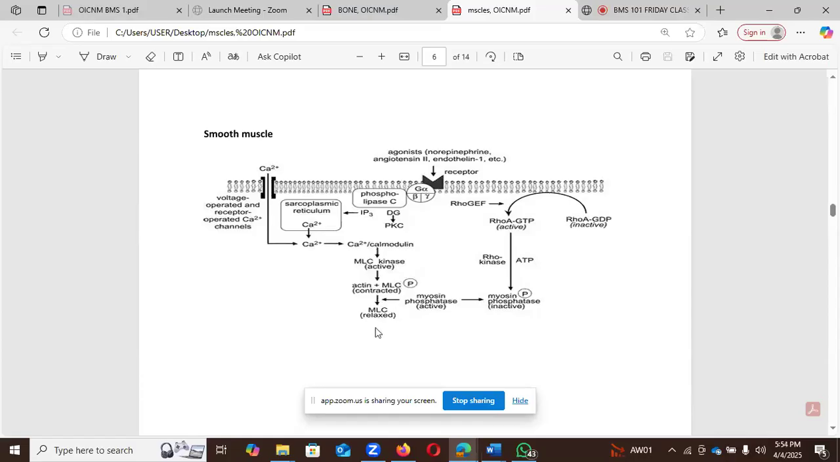For the muscle to relax, it will activate myosin phosphatase. You can see it here. Myosin phosphatase. So this is how smooth muscle is contracted. Calcium will flow, calcium will bind to calmodulin. Calmodulin will activate myosin kinase and cause contraction. And after the contraction, you have relaxation. How? There will be activation of myosin phosphatase, which will cause relaxation of the muscle.